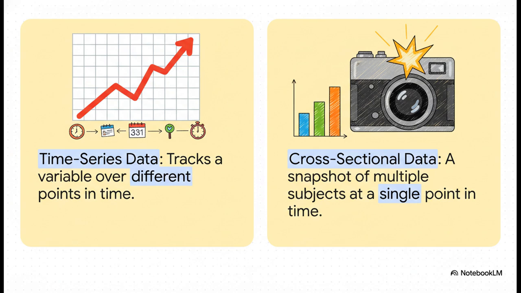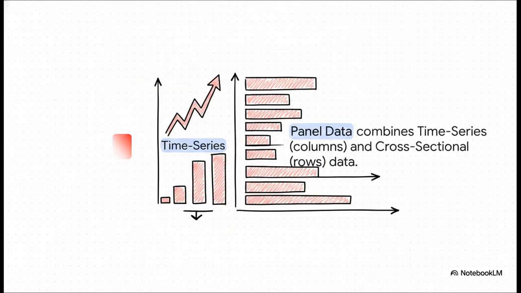Then you have cross-sectional data. This is more like taking a single photograph of a big crowd. It's a snapshot of many different things at one specific moment, like the stock prices of all 100 companies in an index at 4 p.m. today. So what happens when you combine them?